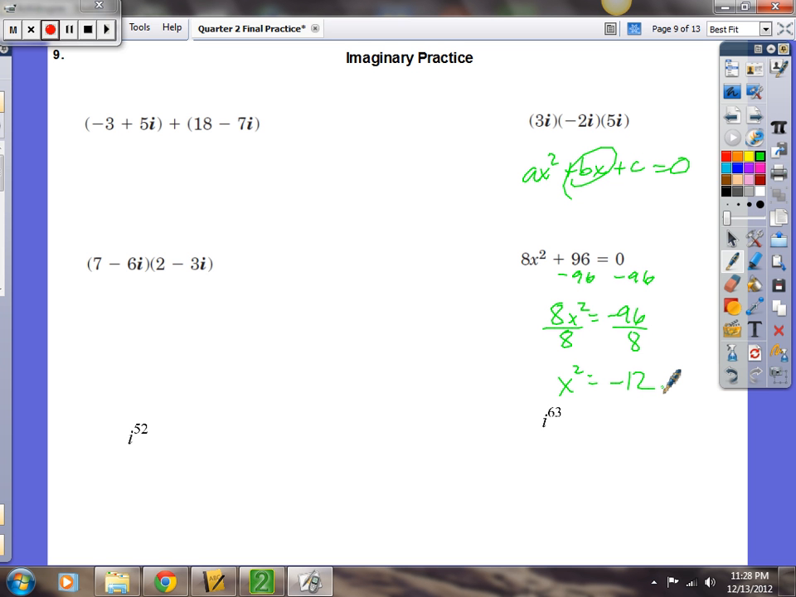What number times itself is a negative 12? It's impossible. Square root. You got x equals plus or minus square root of negative 12. x equals plus or minus square root of negative 1 times square root of 12. That's your i right there. And the square root of 12 is the same as the square root of 4 times square root of 3. So it's going to be 2 times the square root of 3. So x equals plus or minus 2i times the square root of 3.